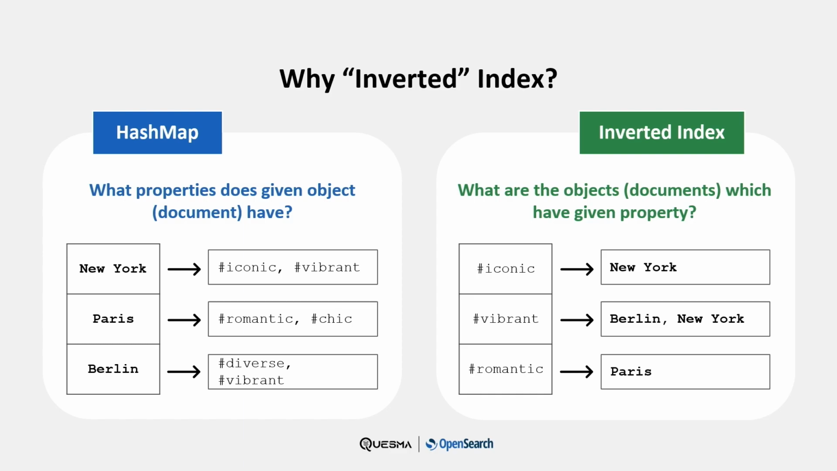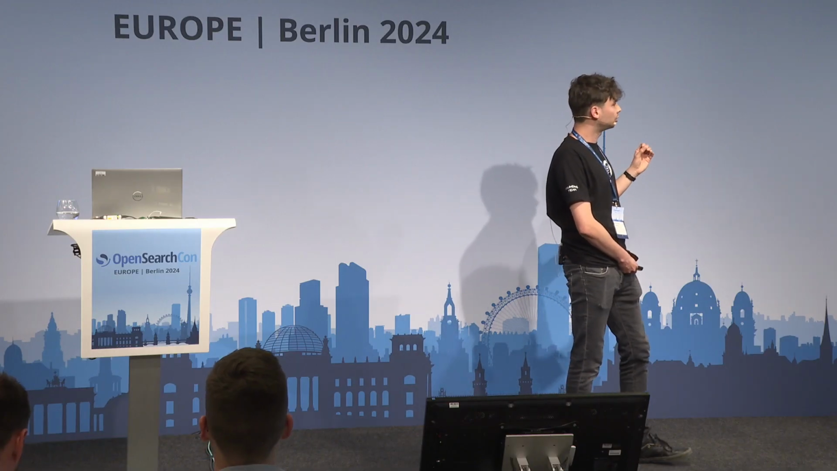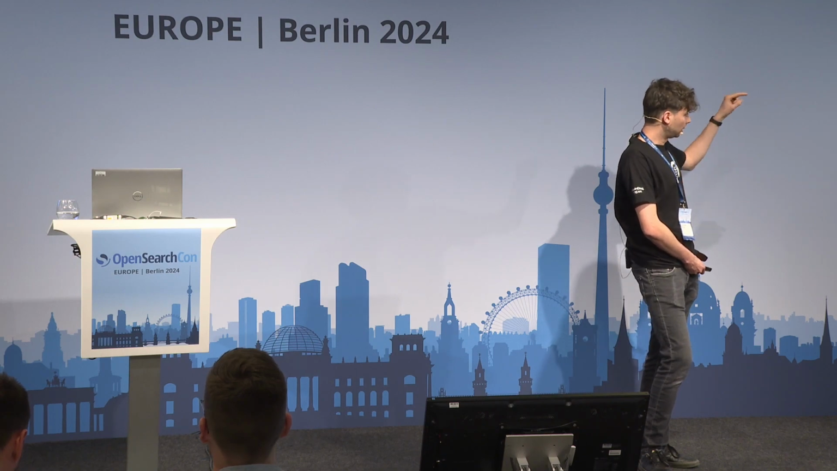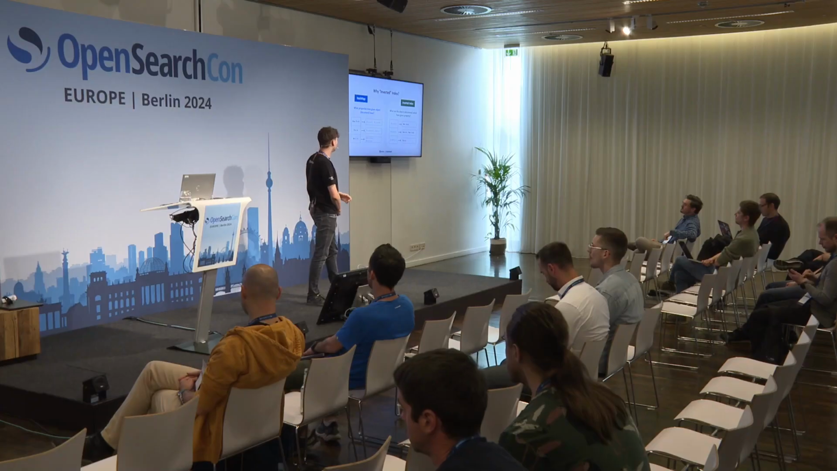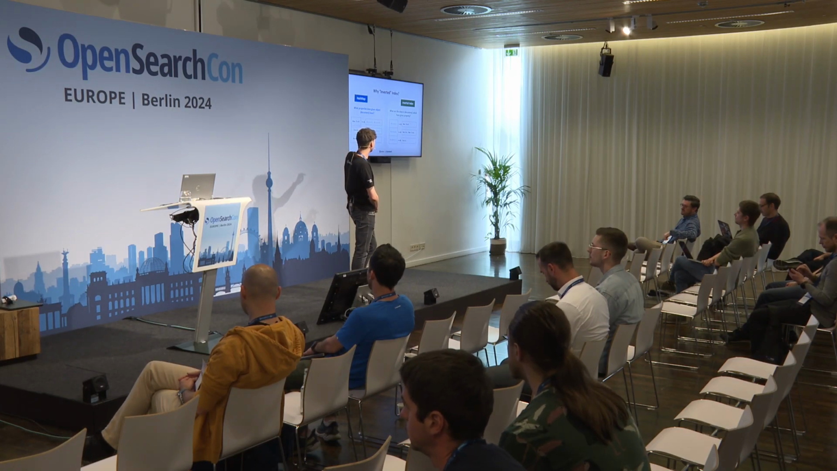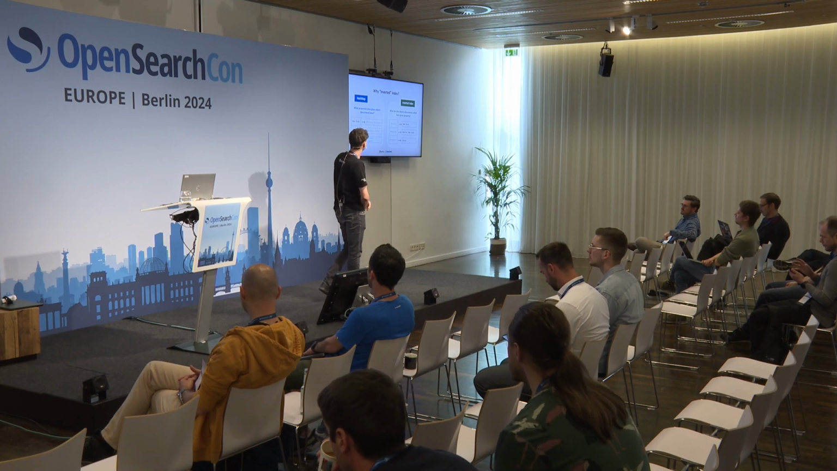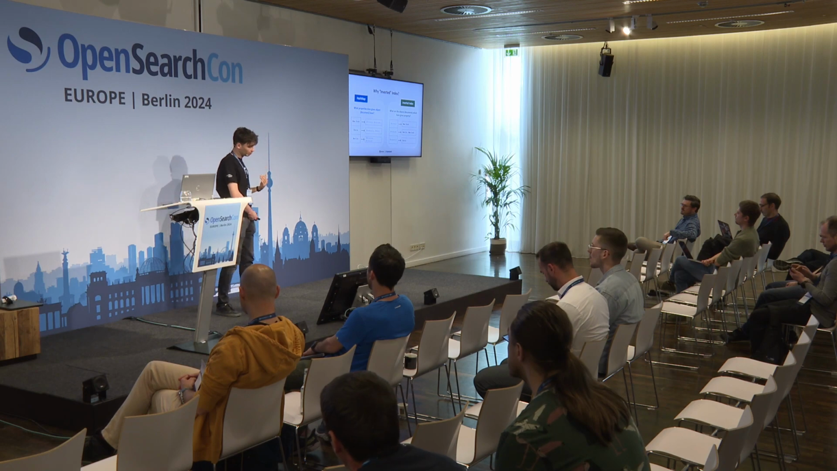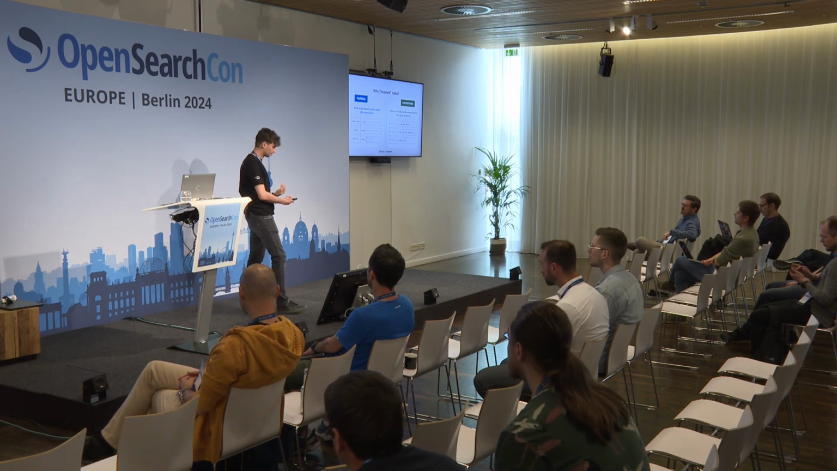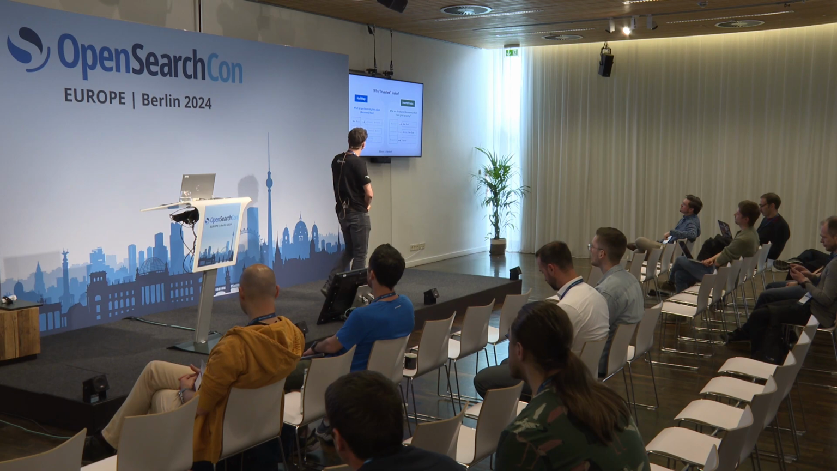So here's the inversion. The inverted index fundamentally tries to answer a very different question. And the question here is, what are the objects which have a given property? So the thing that needs to be very quickly accessible is just a list of our properties, in this case, these hashtags. Now we can access the hashtag vibrant, and here we have a direct way to the cities which are described by this property. So this is the whole inversion, and this is where the name comes from.